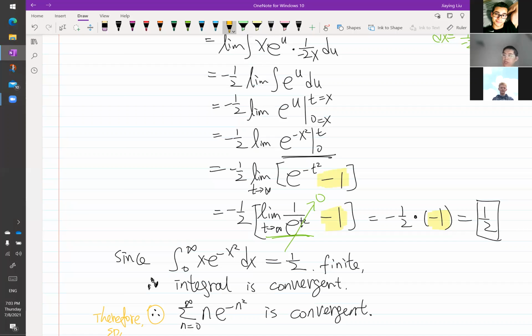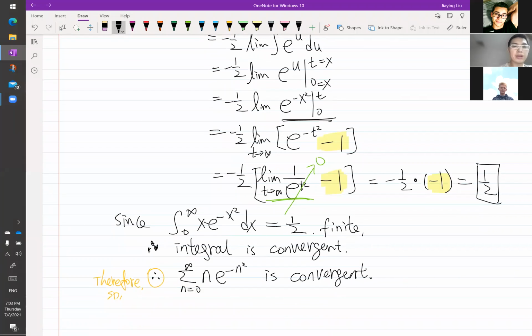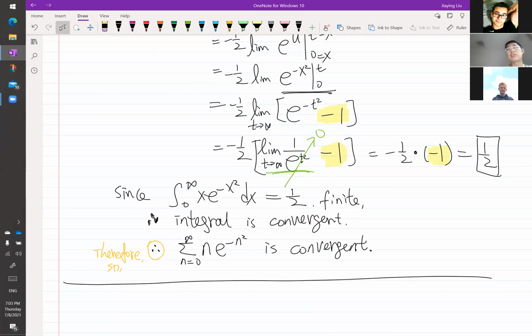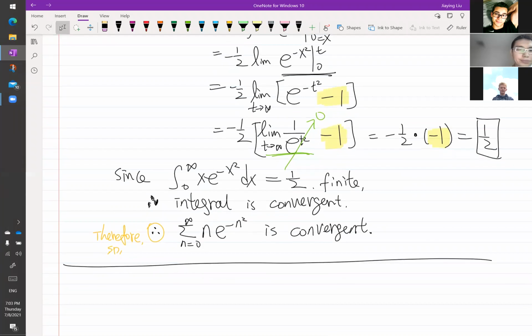So that's the integral test. It works well when you have a function that's continuous, positive, and decreasing. If you're not sure if a function satisfies those 3 conditions, you can always plot them first to double check. Obviously, if you have a function that's increasing, it's not going to help. So that's the integral test.